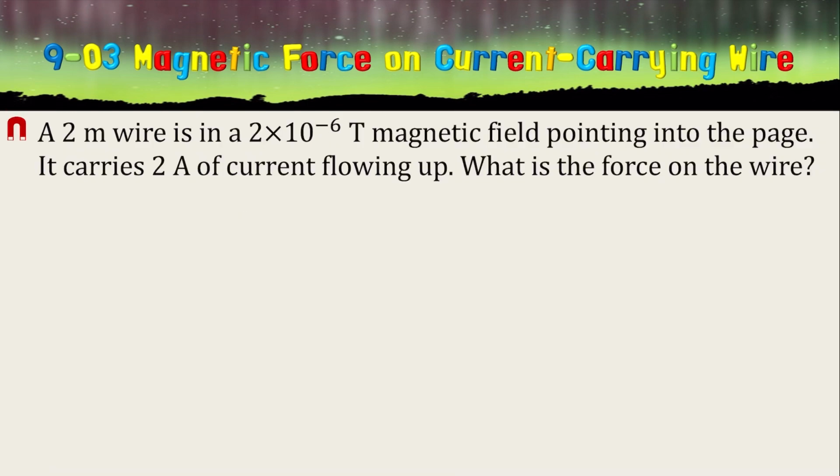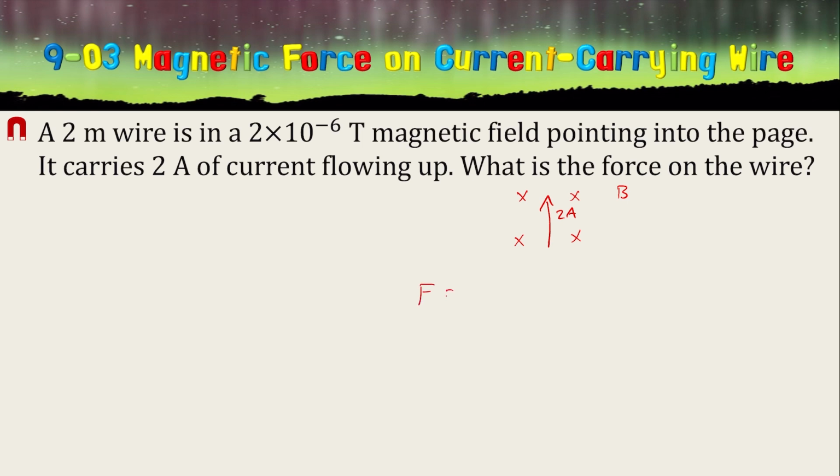So let's say a 2-meter wire is in a 2 times 10 to the negative 6 Tesla magnetic field pointing into the page. Okay, so our magnetic field is going into the page, so we have it with X's, the feathers of the arrows. The problem says the current is going up, so let's have our wire go up. What is the force on the wire?